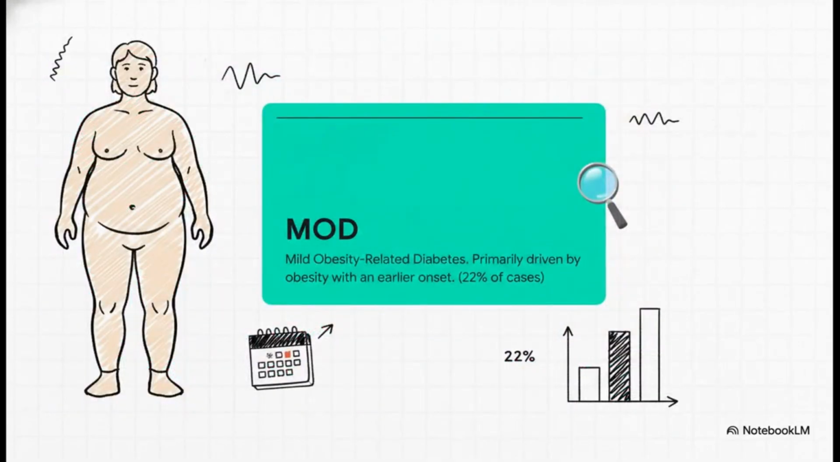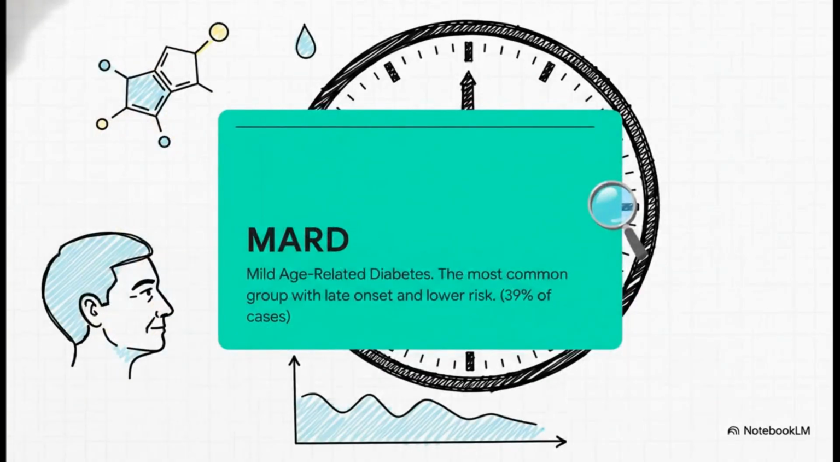Then you have MOD, which is mild obesity-related diabetes. And, well, the name kind of gives it away, right? The main thing driving this type is obesity. It's a pretty big group, about 22% of patients, and it often shows up earlier in life. And finally, we have the largest group of all, at almost 40%. It's called MARD, for mild age-related diabetes. This is kind of what you might traditionally think of when someone says they got a touch of sugar as they got older. It's tied to the aging process, and thankfully, it usually comes with a lower risk of complications.